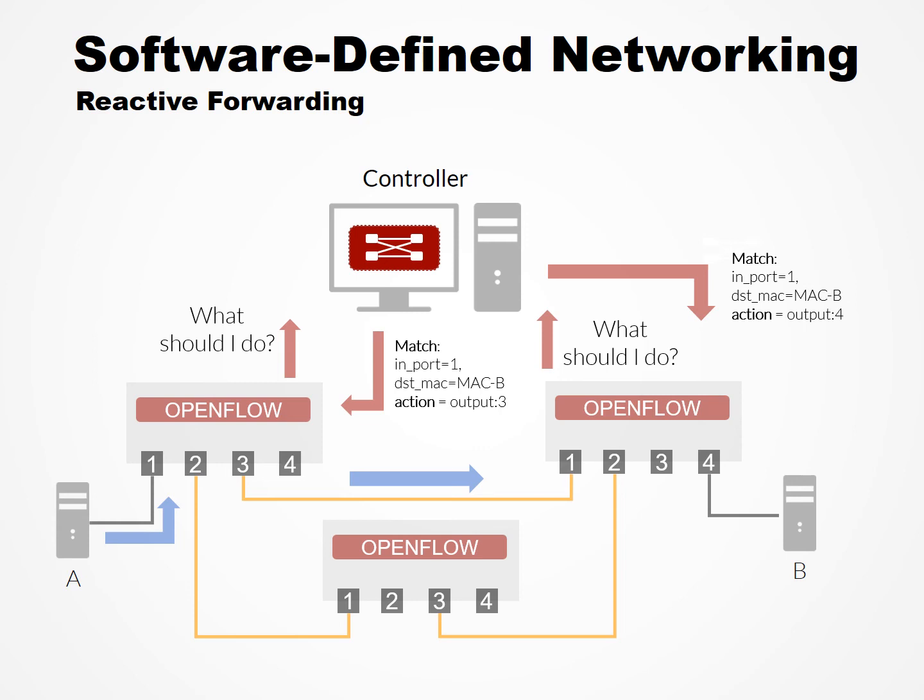So the switch is going to ask the controller what to do. The controller is going to reply back with the OpenFlow rule for that as well. And the traffic is going to reach server B.